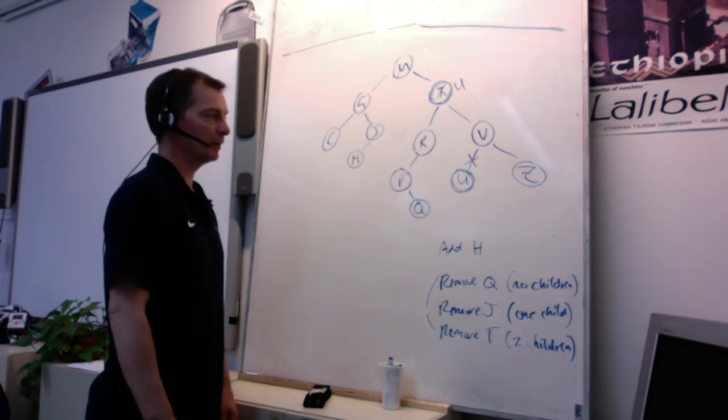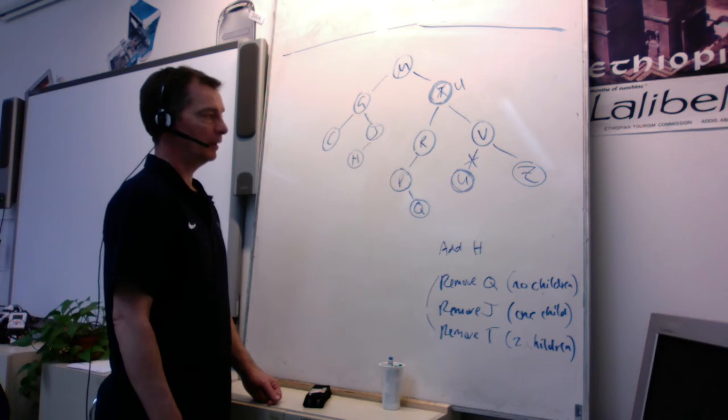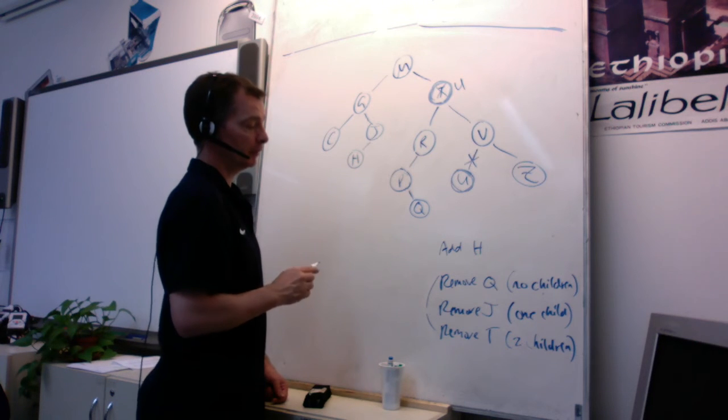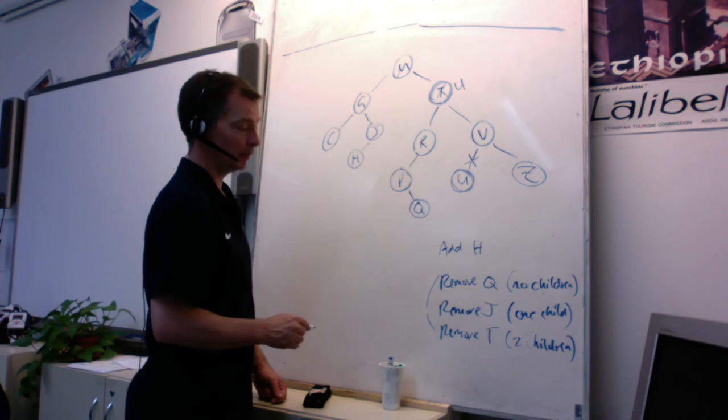And you can listen to that again if you want. If I were to explain it again, I'd just say the same words. So that is the diagram that will give you removing a node which has two children.